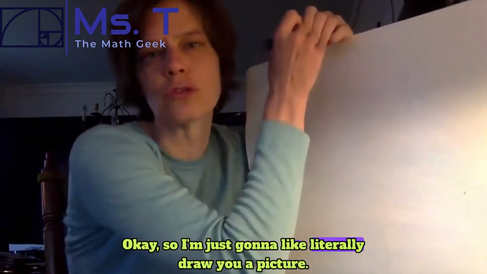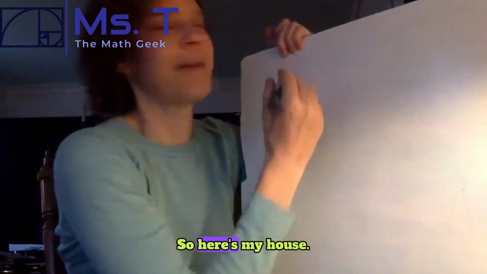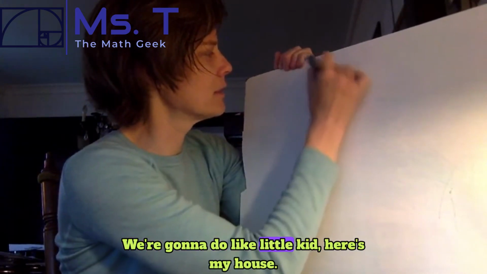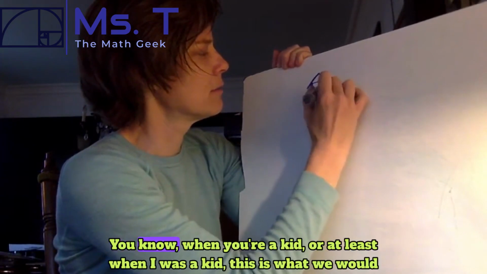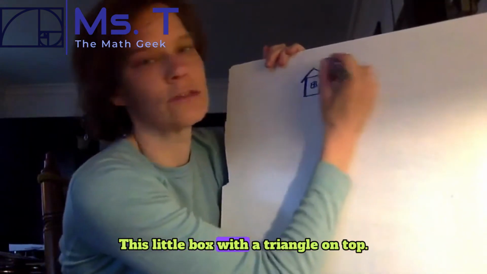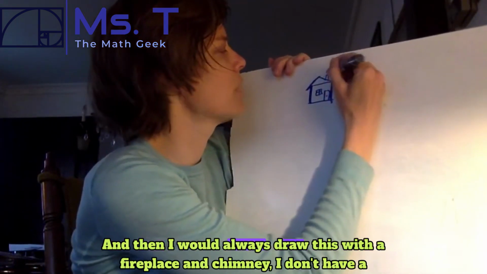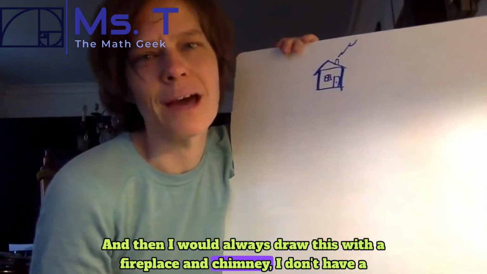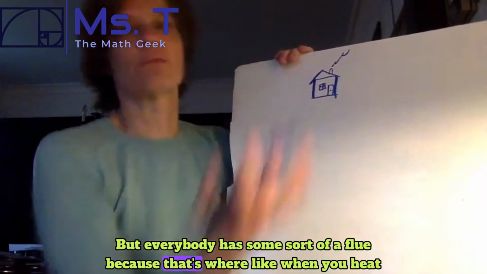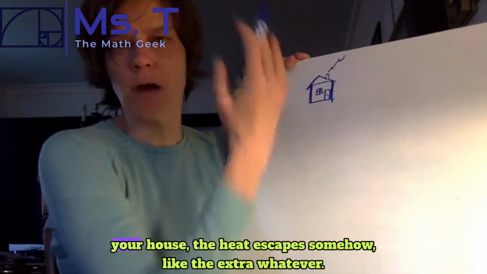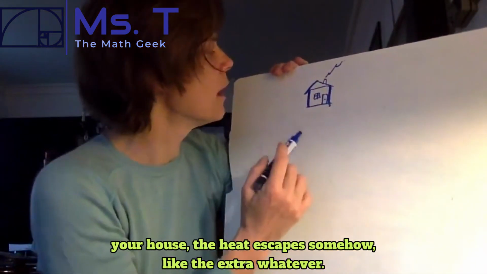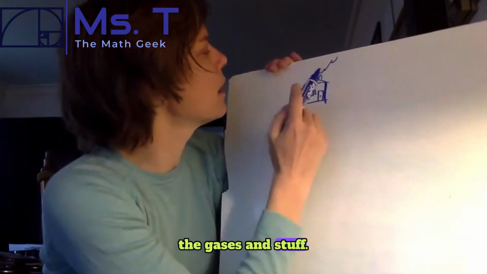Okay, so I'm just going to literally draw you a picture. So here's my house. Let's just say we're going to do it like a little kid. When you're a kid, or at least when I was a kid, this is what we would draw: this little box with a triangle on top. And then I would always draw this with a fireplace and chimney, but I don't have a fireplace. But everybody has some sort of a flue, because when you heat your house, the heat escapes somehow, the gases and stuff. So there's my house.